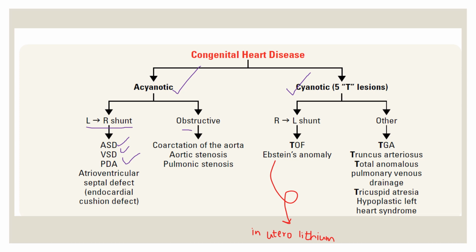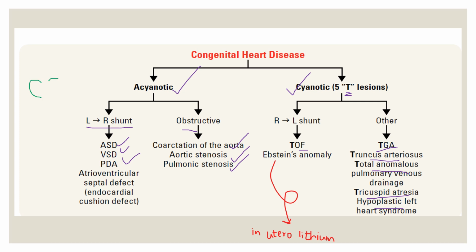Or you can have obstructive lesions without cyanosis like coarctation of aorta, aortic stenosis, or pulmonic stenosis. Now, cyanotic lesions you can remember like 5T, which is TOF, or TGA, that is transposition of great vessels, truncus arteriosus, total anomalous pulmonary venous drainage, tricuspid atresia, hypoplastic left heart syndrome. I think you have to know all of these names. You have to know what is happening in each of these.